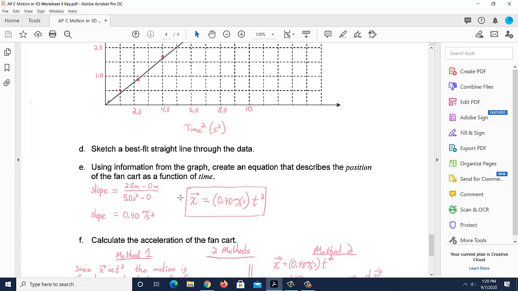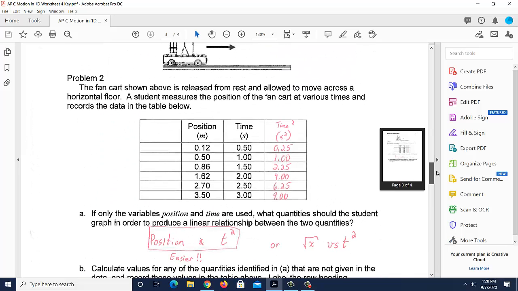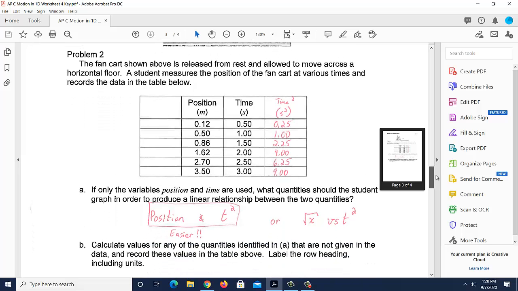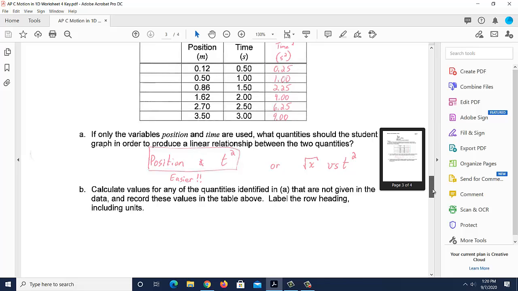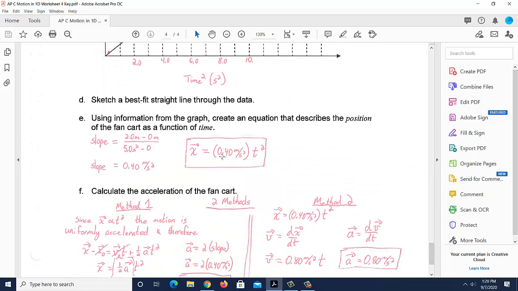So y equals mx plus b, because it's a linear graph. Y is the position. In this case, they didn't give a variable, so they didn't give you a d like they did in the first one. So I'm going to use the conventional variable for position, which is x. That equals my slope times t squared.